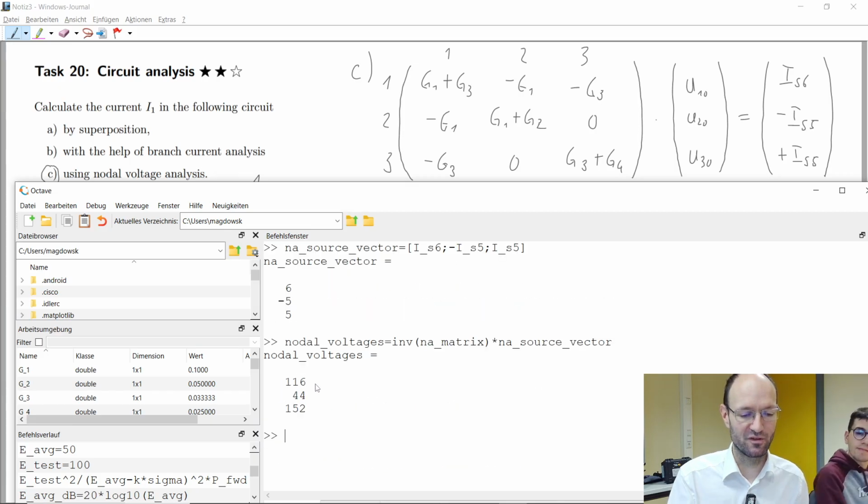So of course this is not a strict formal mathematical proof that everything that we've done is correct, but it's a good sign that we get some meaningful values here. So this is now the solution of this equation system.